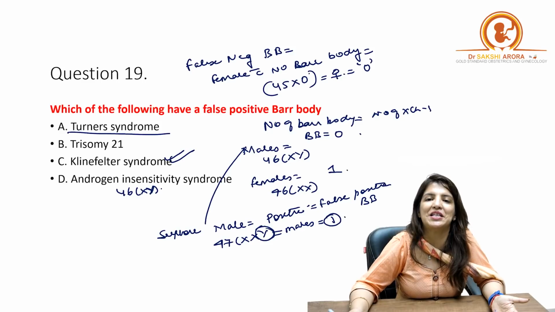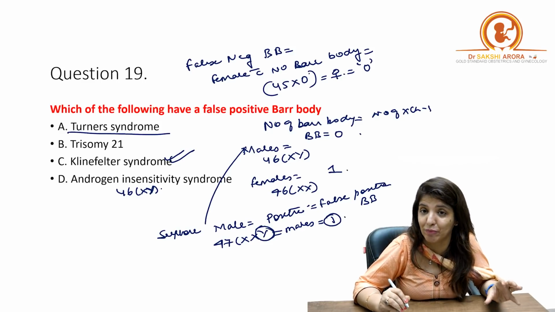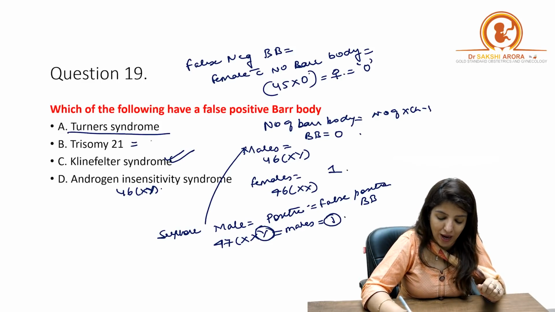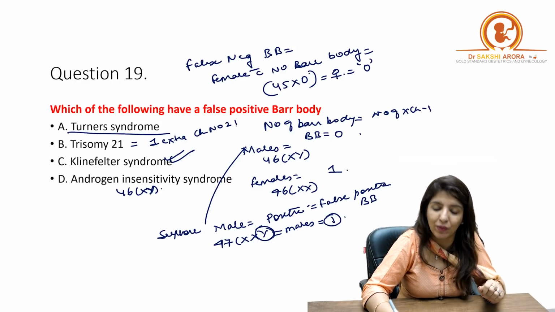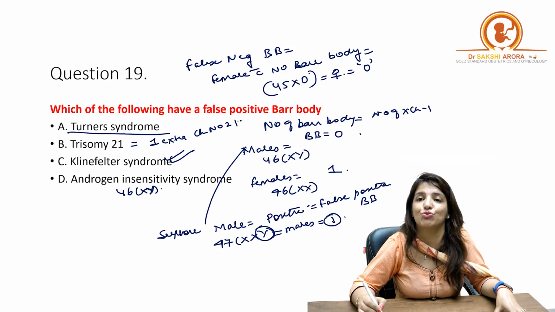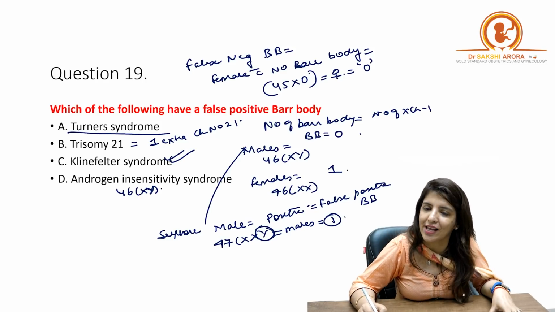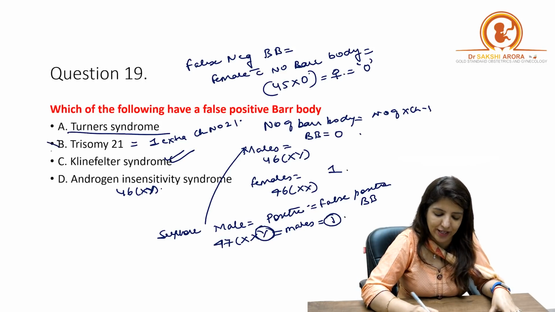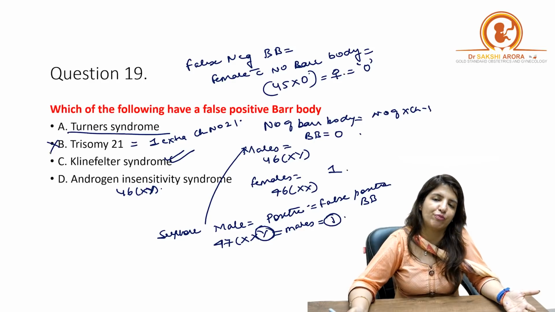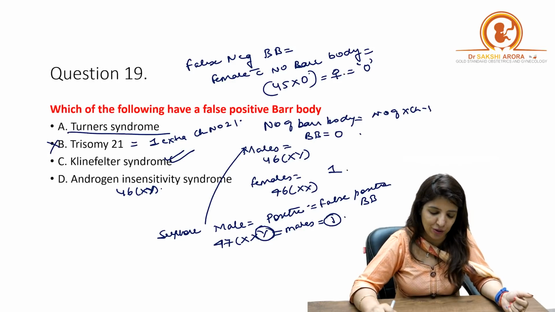Trisomy 21 is an autosomal problem. Here there is 1 extra chromosome number 21 that has no relation to sex chromosomes. It's not a sex chromosome disorder, and that is why you will not get a false positive bar body here. Clear to all of you?